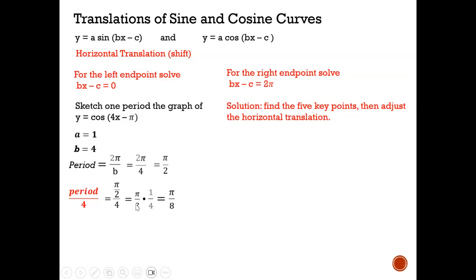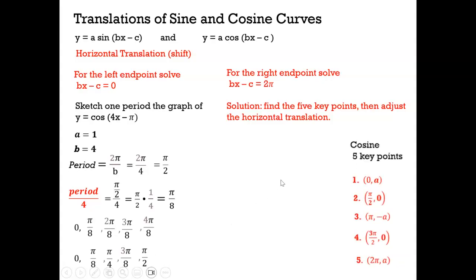It's going to give us pi over 8. So we're going to count by pi over 8. We start with 0, then pi over 8, 2 pi over 8, 3 pi over 8, and 4 pi over 8. Let's go back and simplify. This stays at 0, pi over 8, pi over 4, 3 pi over 8, and pi over 2. You see, guys, it matches again: the period matches the last point of the 5 key points.